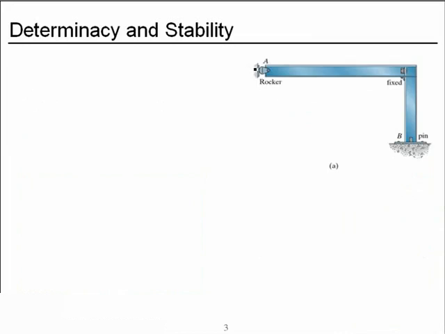At A, we have a rocker, which acts as a roller. It only offers one reaction force. We have a pin at B, which restrains motion in two directions, so we get two force reactions. Now, although this is called fixed, that just means that the connection between the two members is fixed or rigid. It doesn't mean that motion is absolutely restrained. So we have three unknown reactive forces.